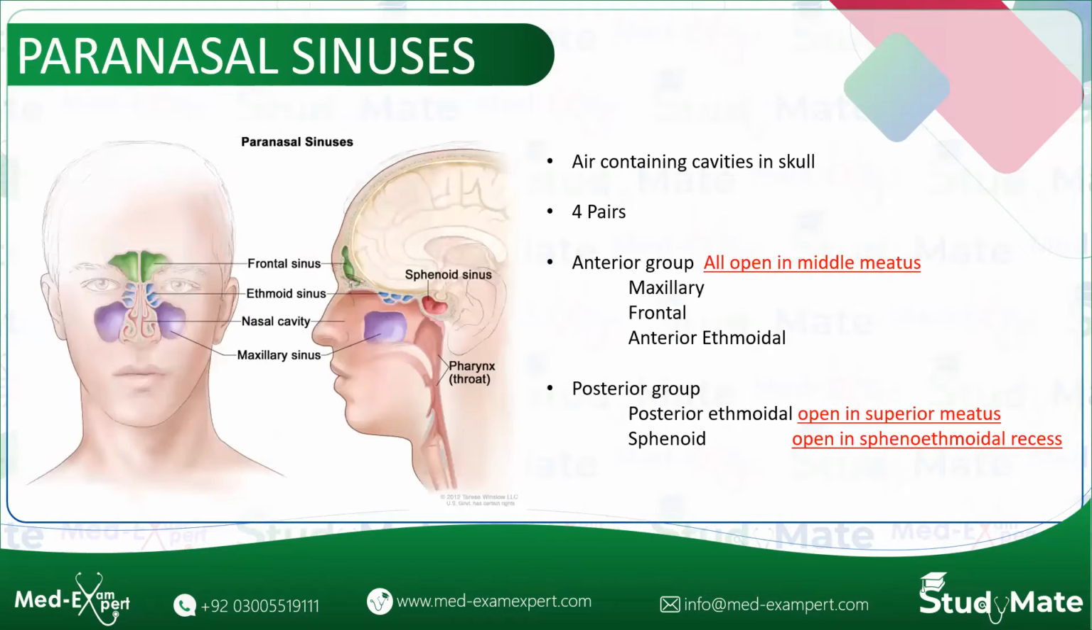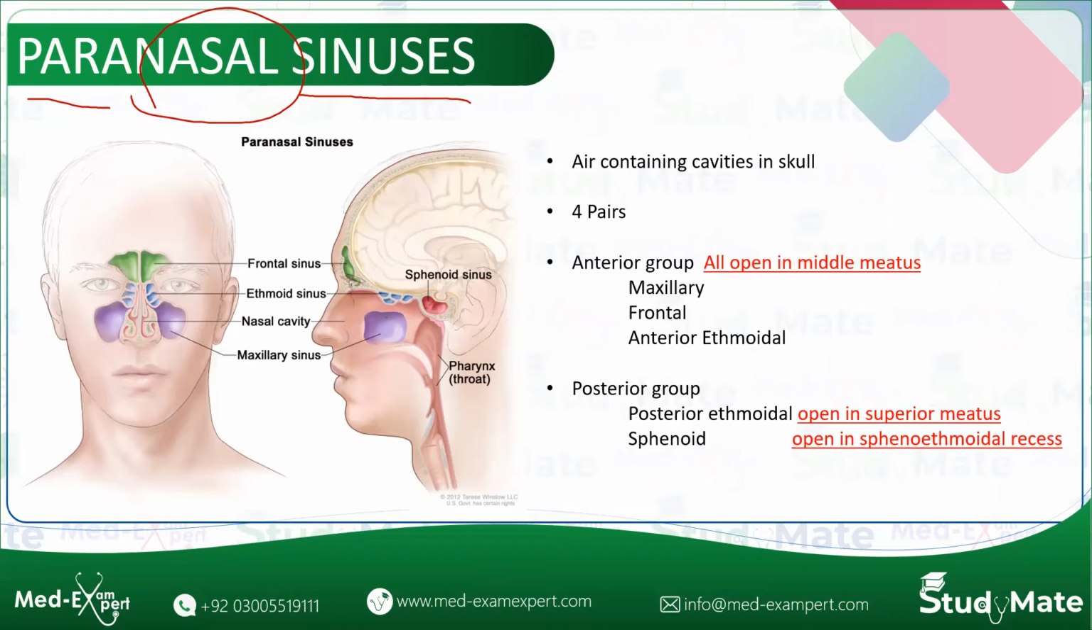Okay, so looking at the anatomy of the paranasal sinuses, what do you understand by paranasal sinuses? Para means around and nasal means nose, and sinuses are the air containing cavities. So basically paranasal sinuses are air containing cavities around the nose. We have 4 pairs of paranasal sinuses. These paranasal sinuses are divided into 2 groups.